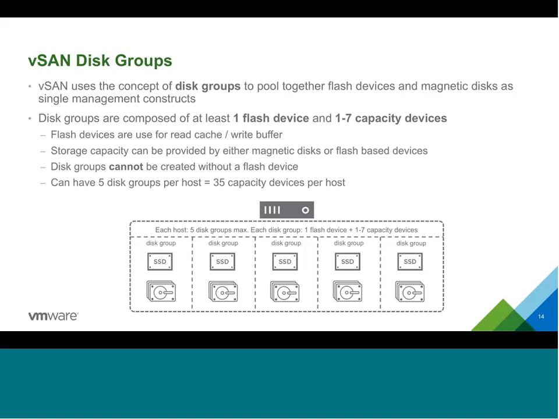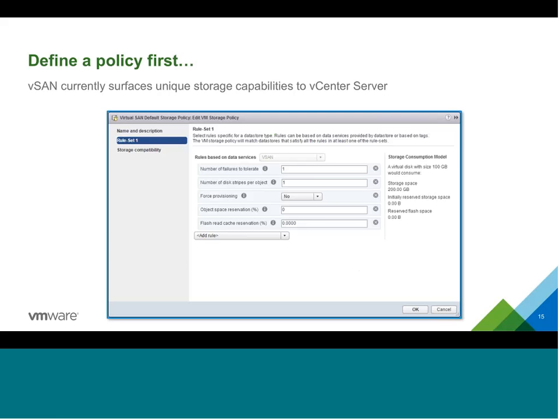Okay. So flash devices are again used for read cache and write buffer. Disk groups cannot be created without a flash device, because a disk group is a combination of SSD plus HDD, like the cache tier and the capacity tier. And a single host can have 5 such disk groups. When you split, it actually splits across the disk groups. That is a disk group.